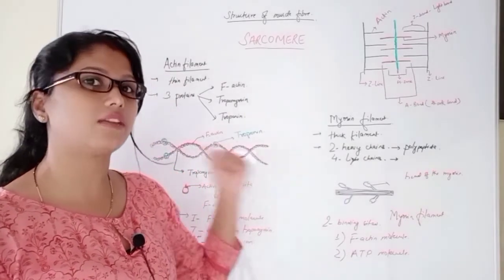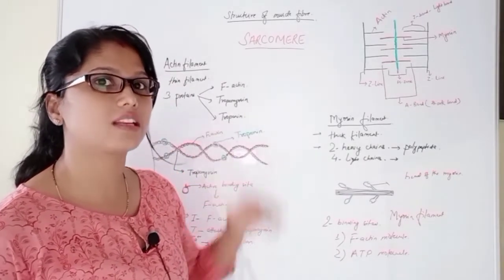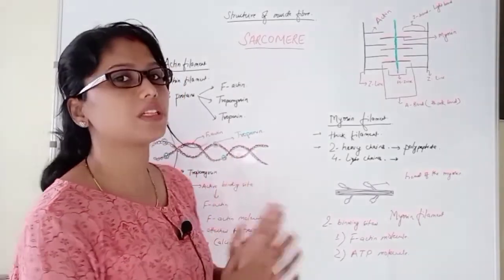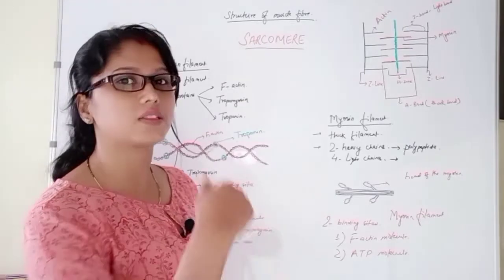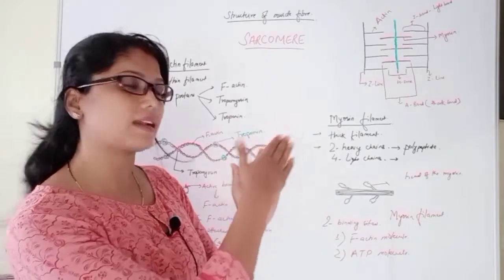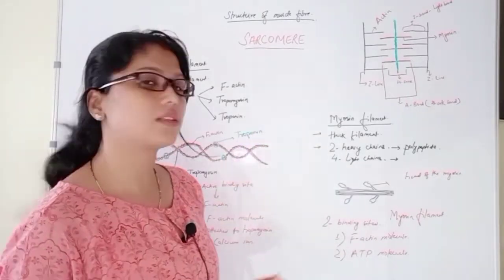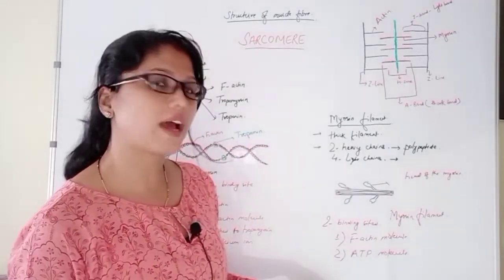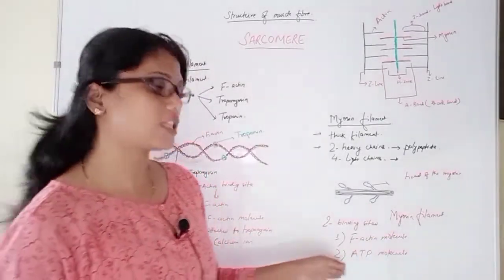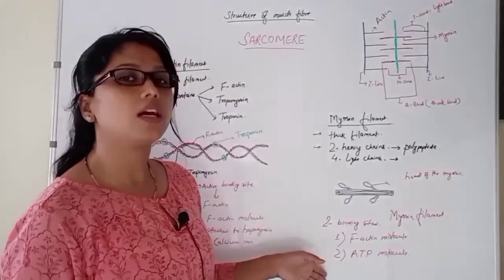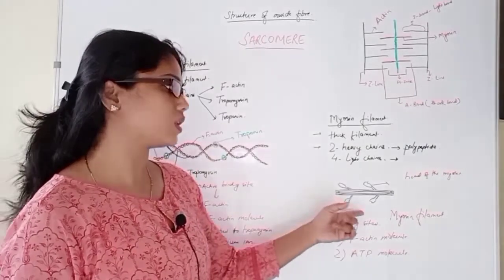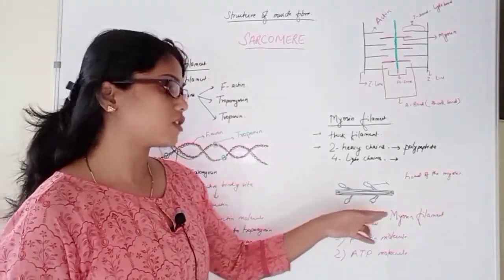F-actin molecule, and the F-actin molecule in the actin filament also has an active binding site. Because of the presence of these binding sites, the myosin head and the F-actin molecule of the actin filament get attached during the process of muscle contraction. It also has another binding site for the ATP molecule, because ATP is also required for the muscle contraction process. So the ATP molecules get attached to the head of the myosin filament.